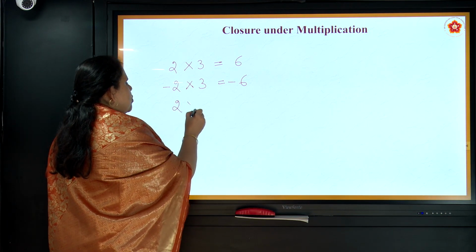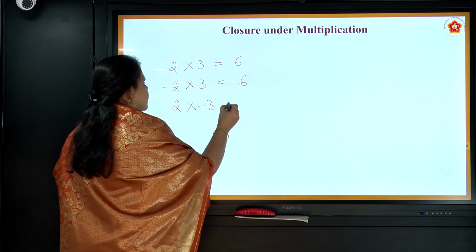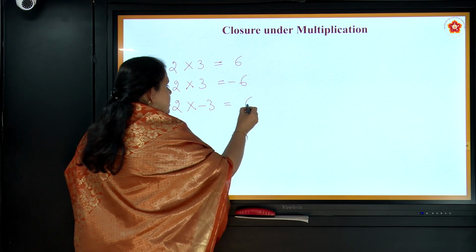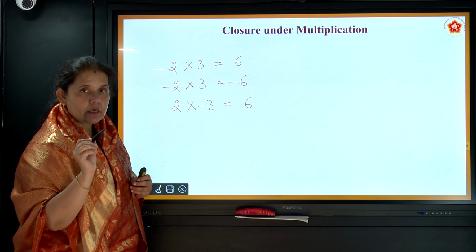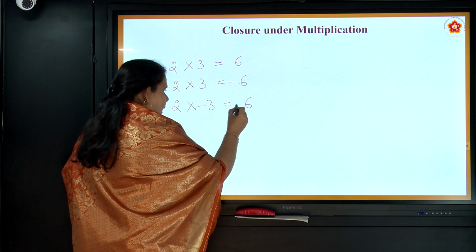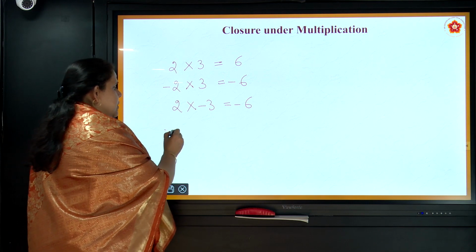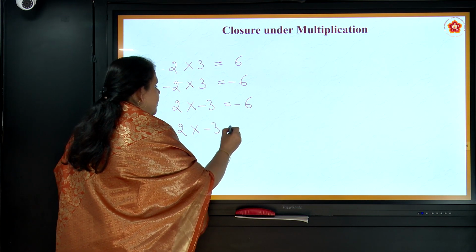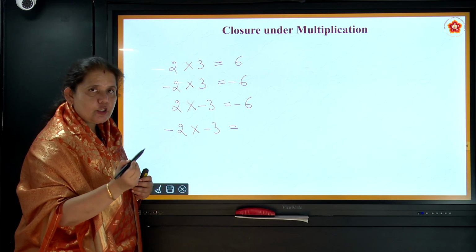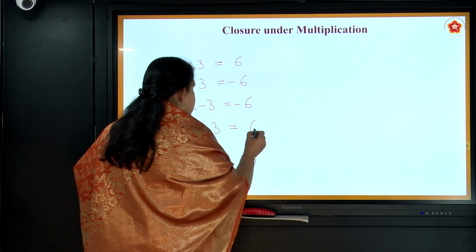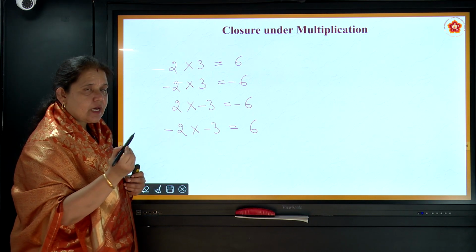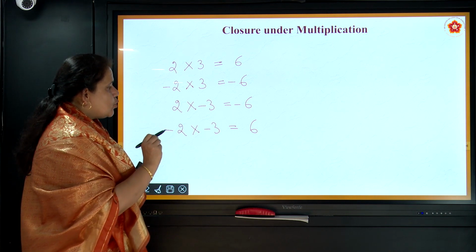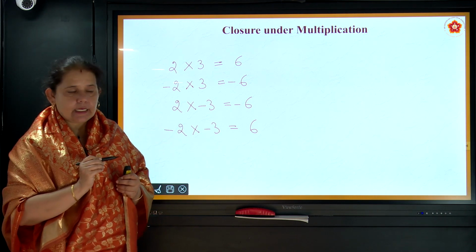What about 2 multiplied by minus 3? Again, 2 into 3 is 6. One of the numbers is negative, so answer will be negative. What about minus 2 multiplied by minus 3? Again do it. 2 into 3 is 6, and when two negatives are multiplied, answer will be positive. So for positive, we do not write down any sign.